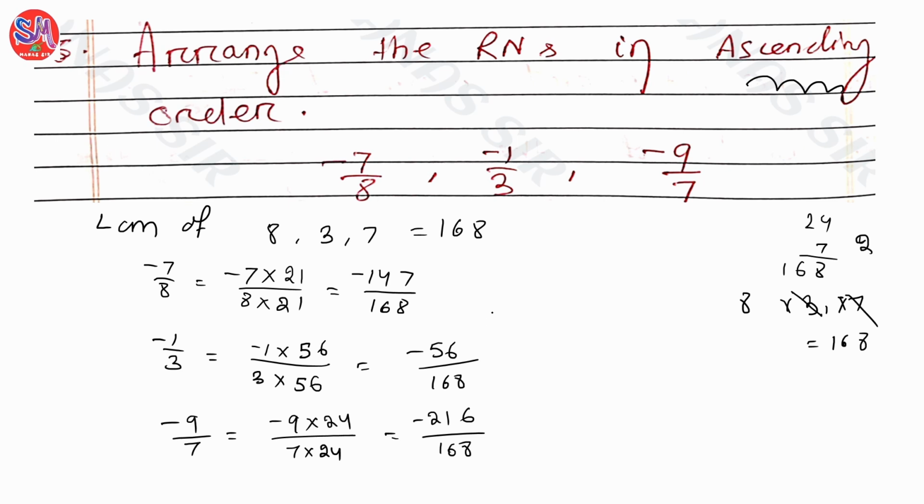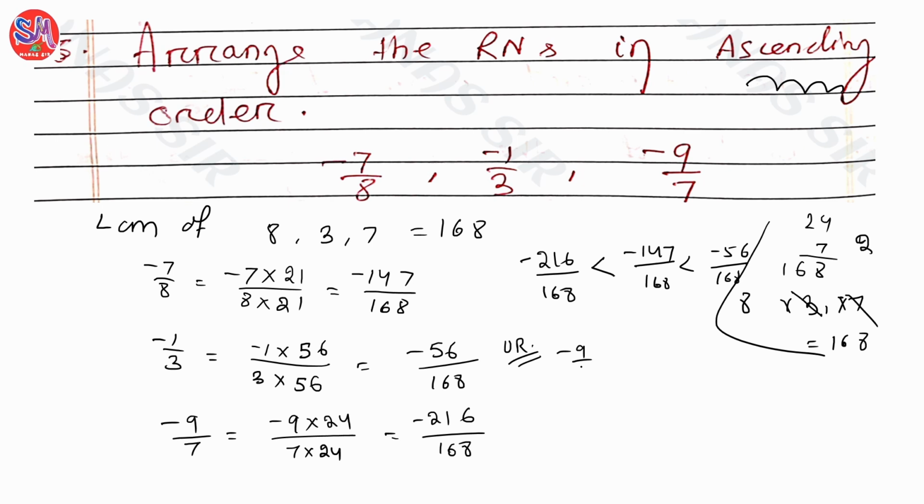So tell me which one is smaller? Now, the bigger one in minus is smaller. That is minus 216 divided by 168 is smaller. Then minus 147 divided by 168. Then minus 56 by 168. Now write down the original rational numbers: minus 9 by 7 is less than minus 7 by 8, which is less than minus 1 by 3.